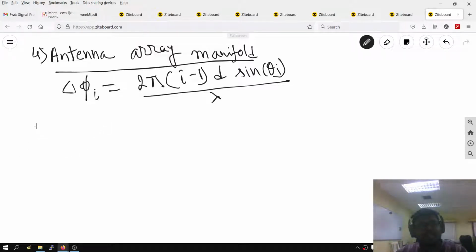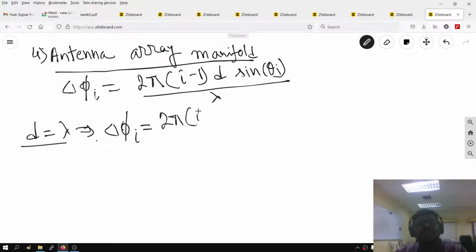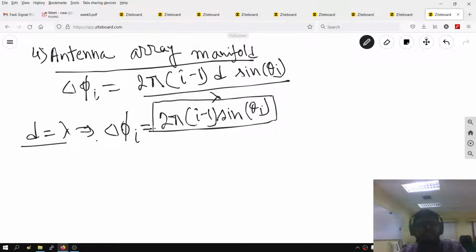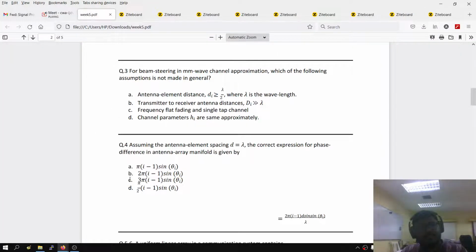So what is mentioned here? D is equal to lambda. So if I substitute this here, it becomes 2 pi (I minus 1) sin theta. So this is the right answer. So the option is option B. Option B is the right answer here.